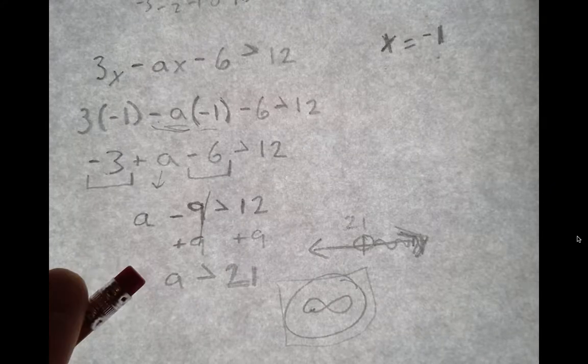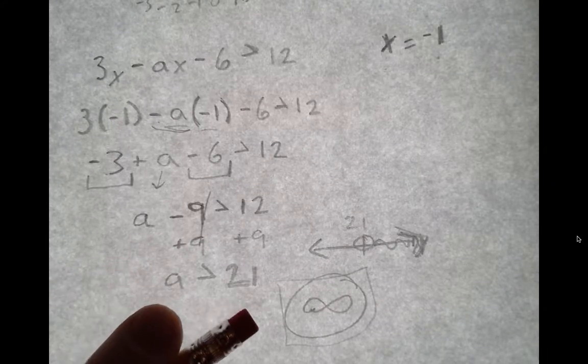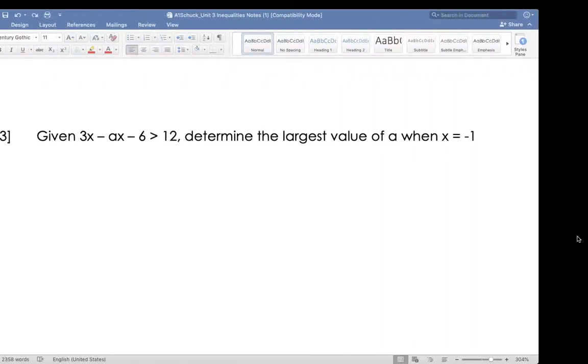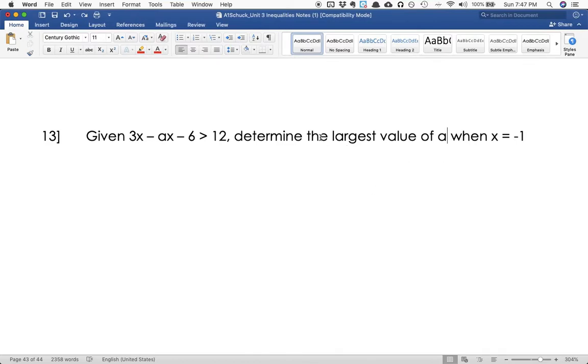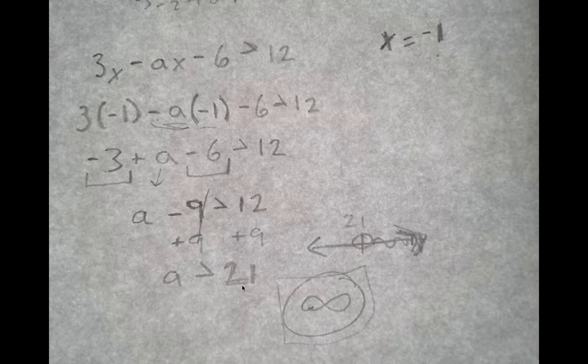You cannot just end on the inequality. You've got to also look back, double check, what are they asking for? The largest value of a, since a is bigger than 21, it's going to go on forever. A can be infinity. That's as big as it can get. It just keeps going on forever and ever.